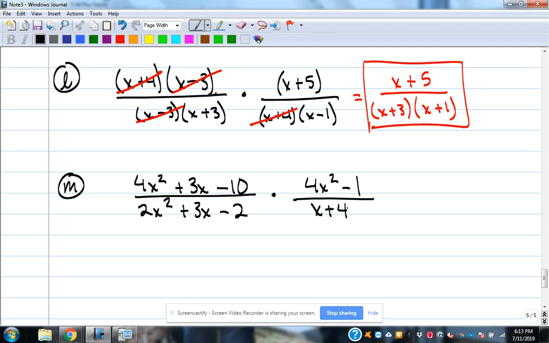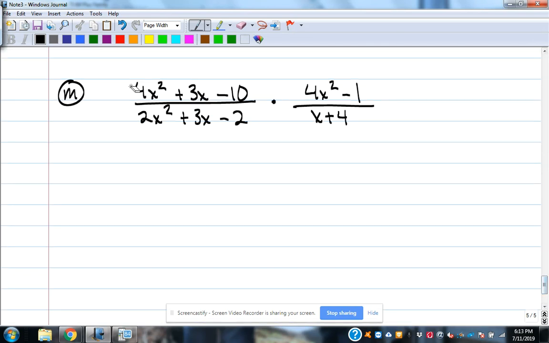Okay, so this one has quite a bit of stuff going on. Looks like 3 of the 4 things have to be factored. And that's not uncommon for all 4 of them to have to be factored. All right, so we're going to look at this and try to simplify as much as we can. So we got to do a lot of factoring. Let's just start with the top left and factor that trinomial there.